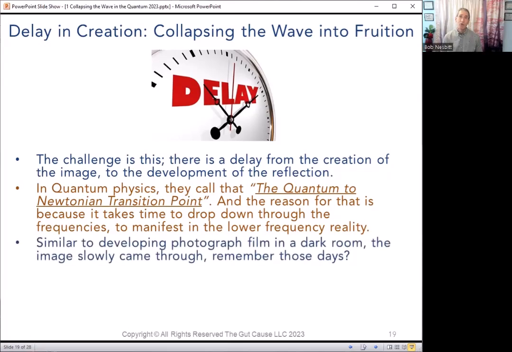Now, very similar to developing photograph film in a darkroom, the image slowly came through. Remember those days? And what happened? The image gradually started to develop and come through, which was termed developing photographs. So when we put a signal out with heart and mind alignment, and then broadcast that signal, it goes out just like turning the wheel on a large oil tanker ship. It takes time to turn, as it's simply dropping down through the frequencies and transitioning from the quantum into the Newtonian. But we never give it enough time because we're too busy being sucked into the reflection. Make sense?